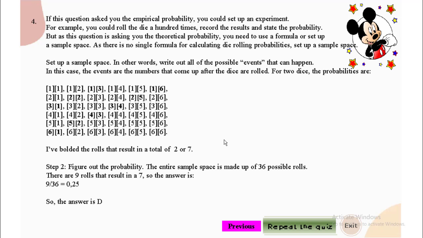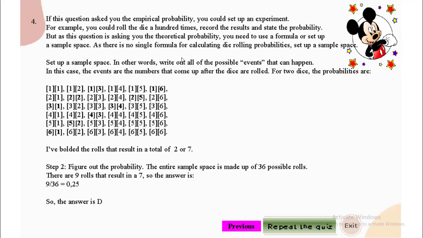Okay, last number. If this question asks you for the empirical probability, you could set up an experiment. For example, you could roll the die 100 times, record the results, and state the probability. But as this question is asking you for the theoretical probability, you need to use a formula or set up a sample space. As there is no single formula for calculating dice rolling probabilities, set up a sample space.